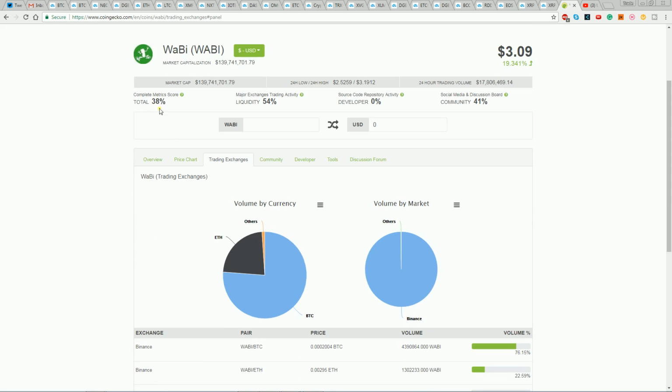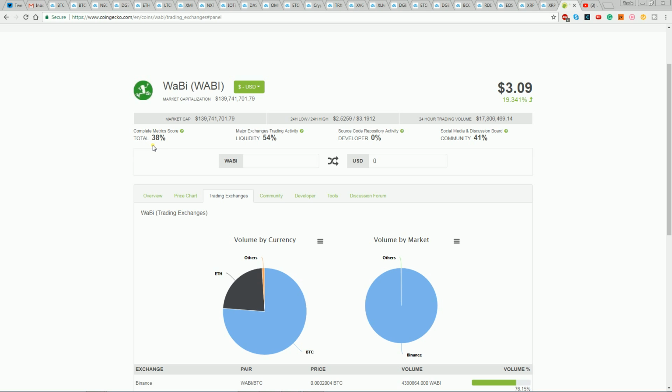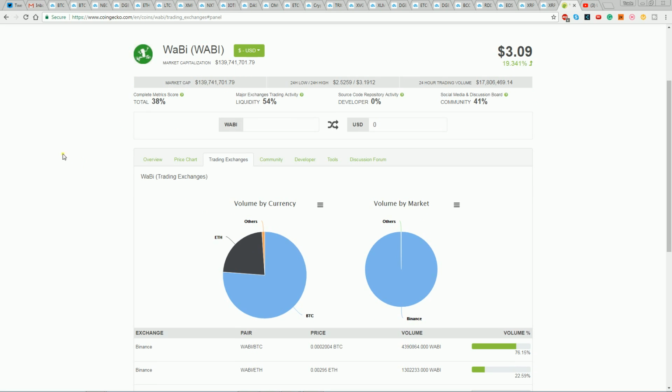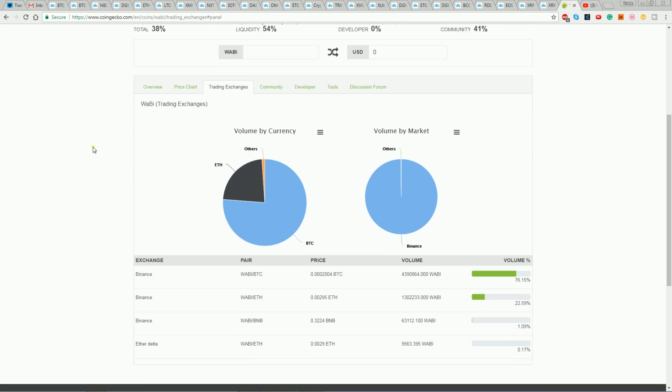Now, as I will often suggest, look for a coin with a score of 50 or higher, and if not 50, at least close to 50. So this may be a comer. It's kind of an interesting project. This concerns me always when I don't see a lot of developer activity. But we're sitting with a market cap of almost 140 million. So potentially it may get there. The fact that we have a 0% score here is keeping this number lower.